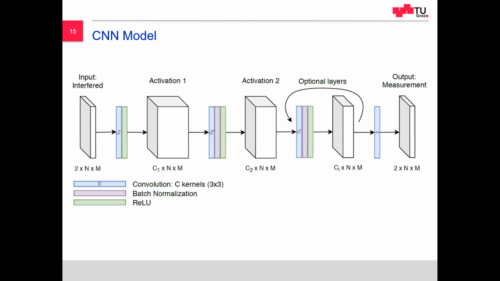As for the CNN model that we are using, it's a fully convolutional approach with 3x3 kernels in the convolution. We use batch normalization and the ReLU activation function. As inputs for the CNN, we use the measurements that are mixed with interference, and as the targets, we use only the measurements without the interference. Note that the inputs and the outputs are in general complex spectra, so we use two channels of the CNN in order to represent the real and the imaginary parts of this complex range Doppler spectra.